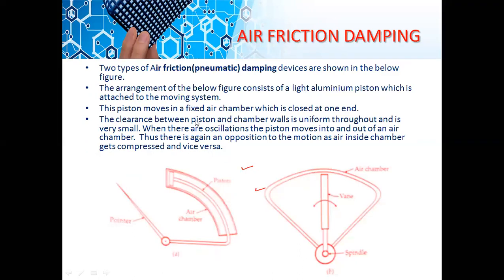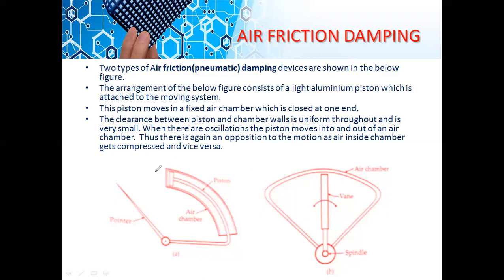Now we'll see how air friction damping works. Before going to that, we'll just go to the construction of this air friction damping. There are two types of air friction damping. Here, air friction damping is also called pneumatic damping. Here we have shown two types of air friction damping. This is the first one.